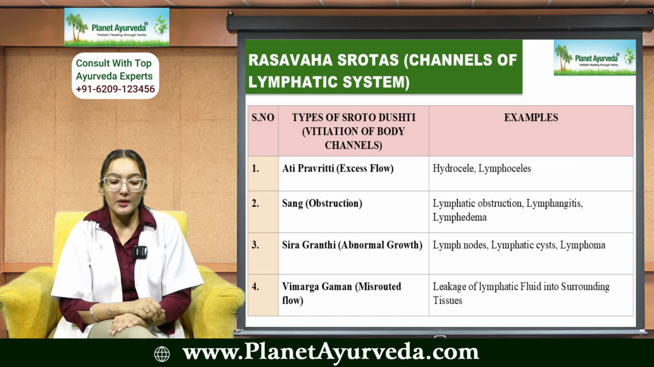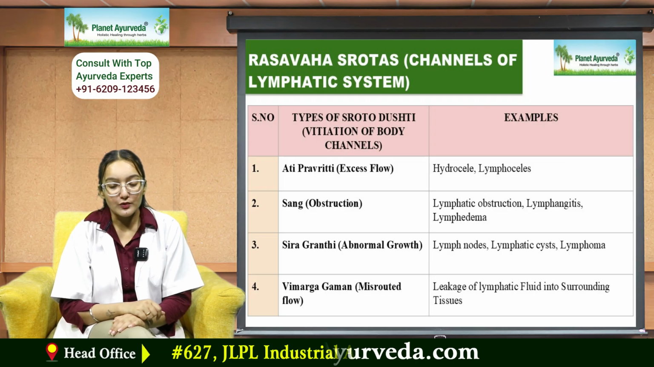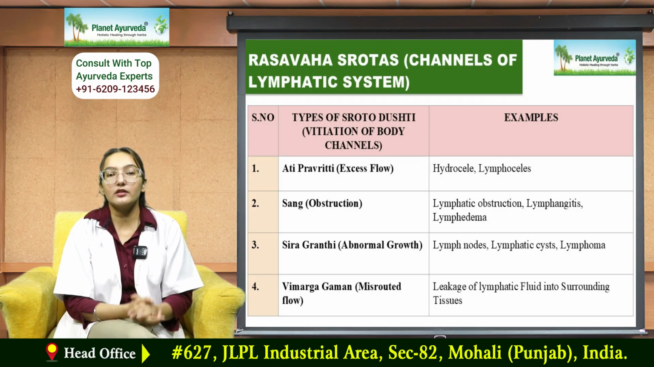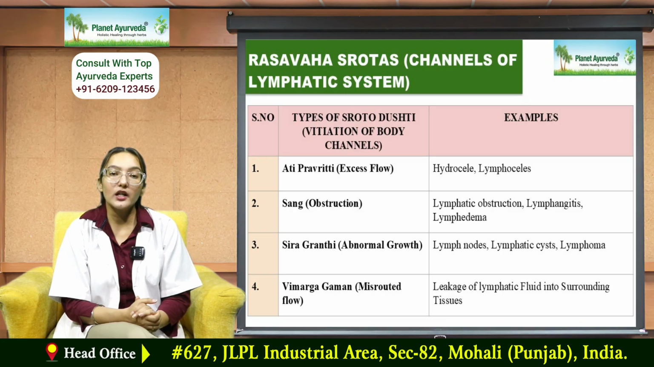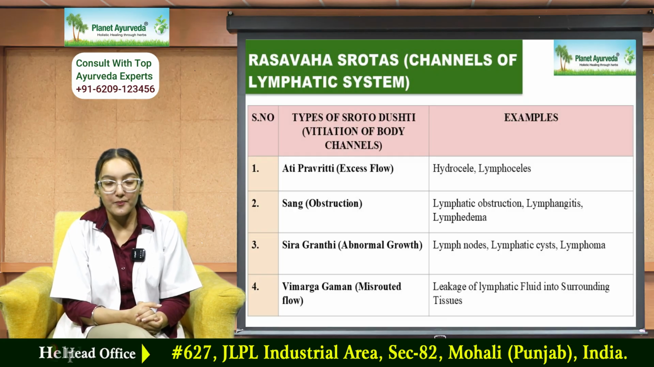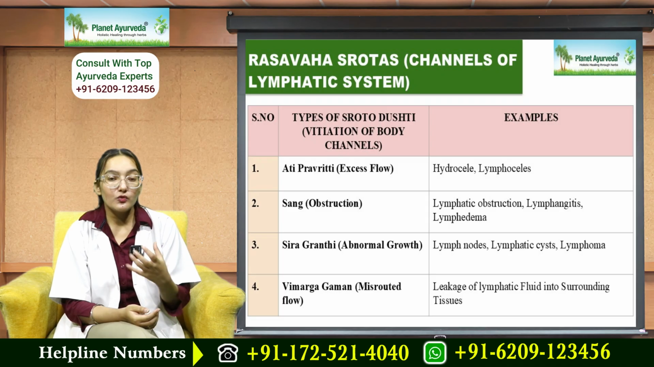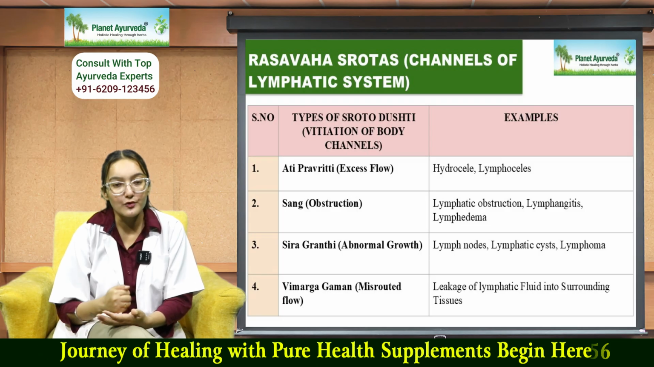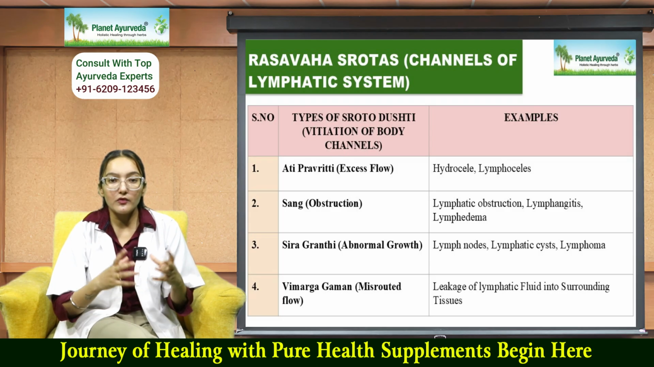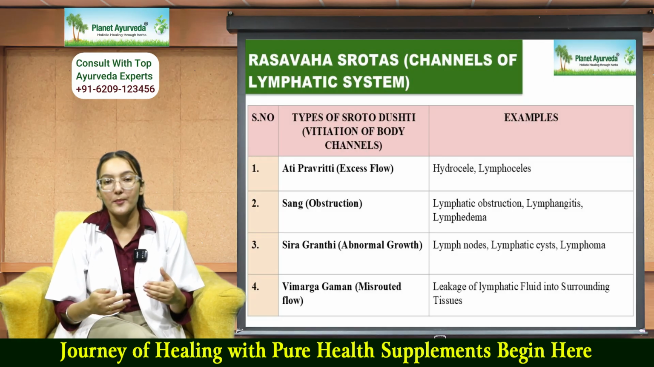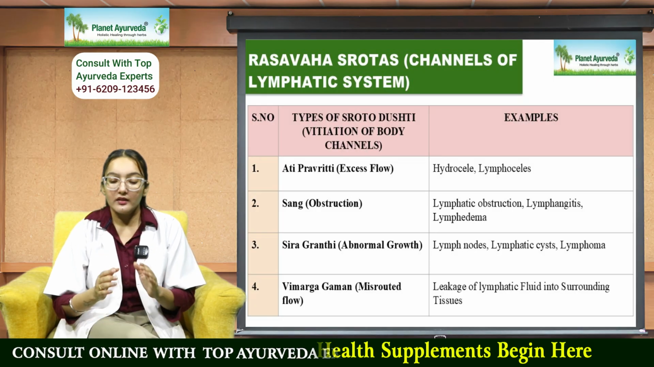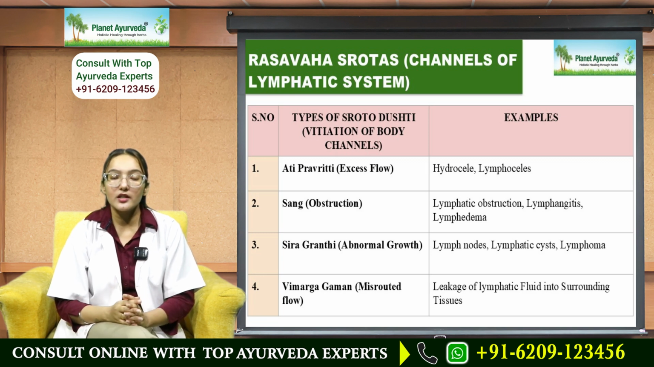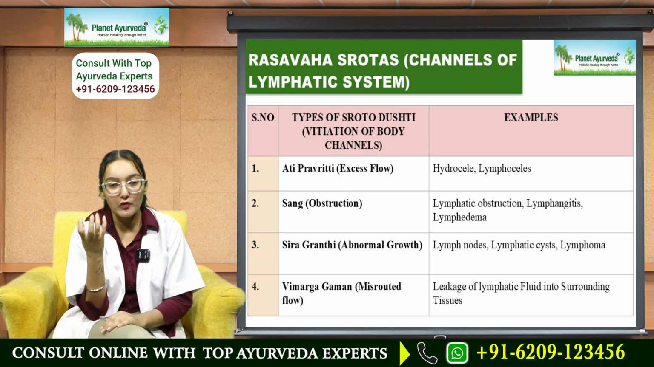Then comes the type of Srotodushti, vitiation of body channels, respectively to the Rasvaha Srotasa and their examples. Whenever there is excess flow, or ati pravriti, of Rasvaha Srotasa, what will happen? Whenever there is excess of lymphatic system fluid, it may lead to hydrocele. Hydrocele is a fluid filled sac that forms around the scrotum. Then is lymphocele. Lymphocele is a sac filled with lymph fluid.